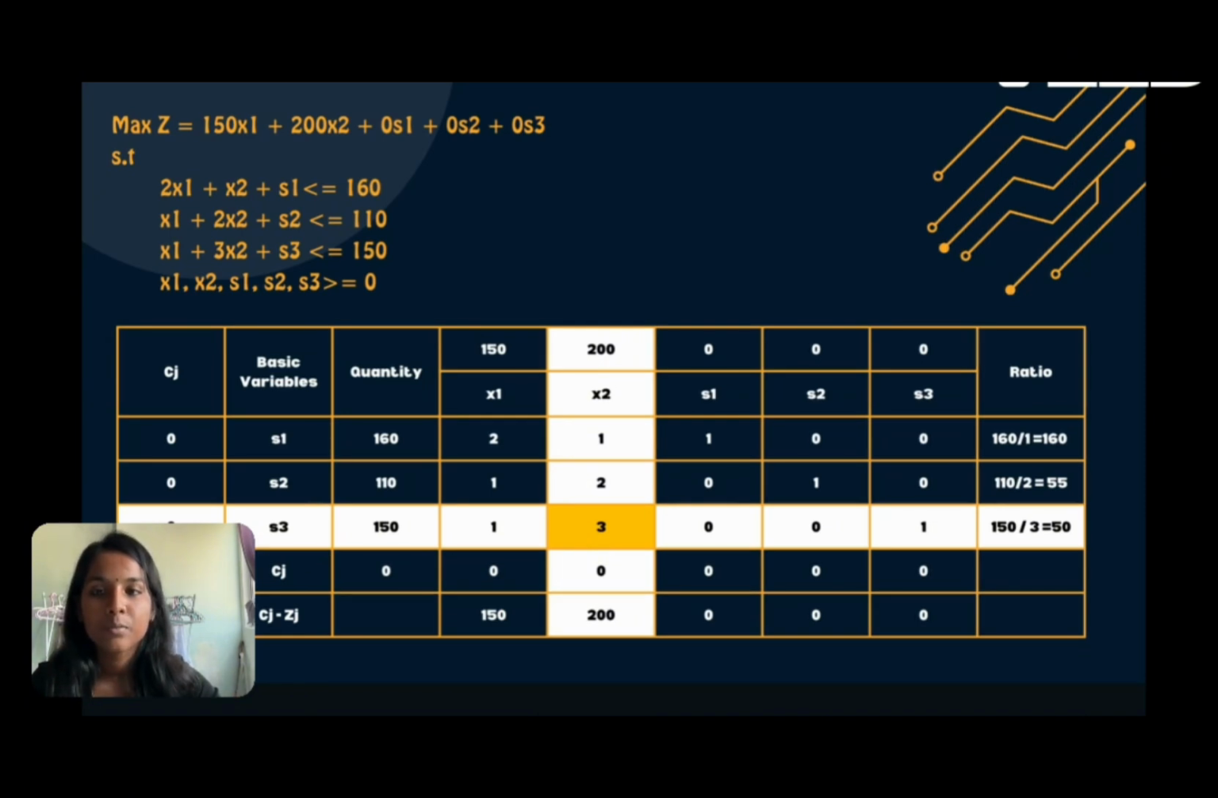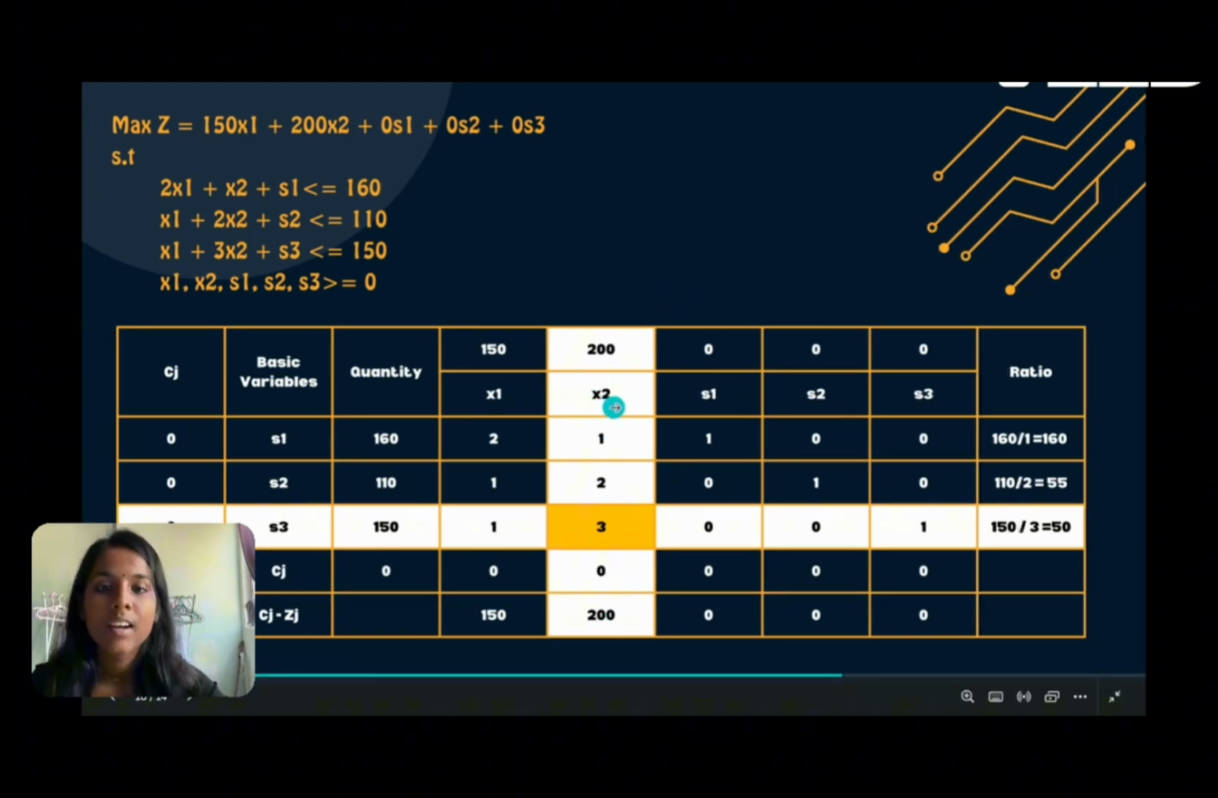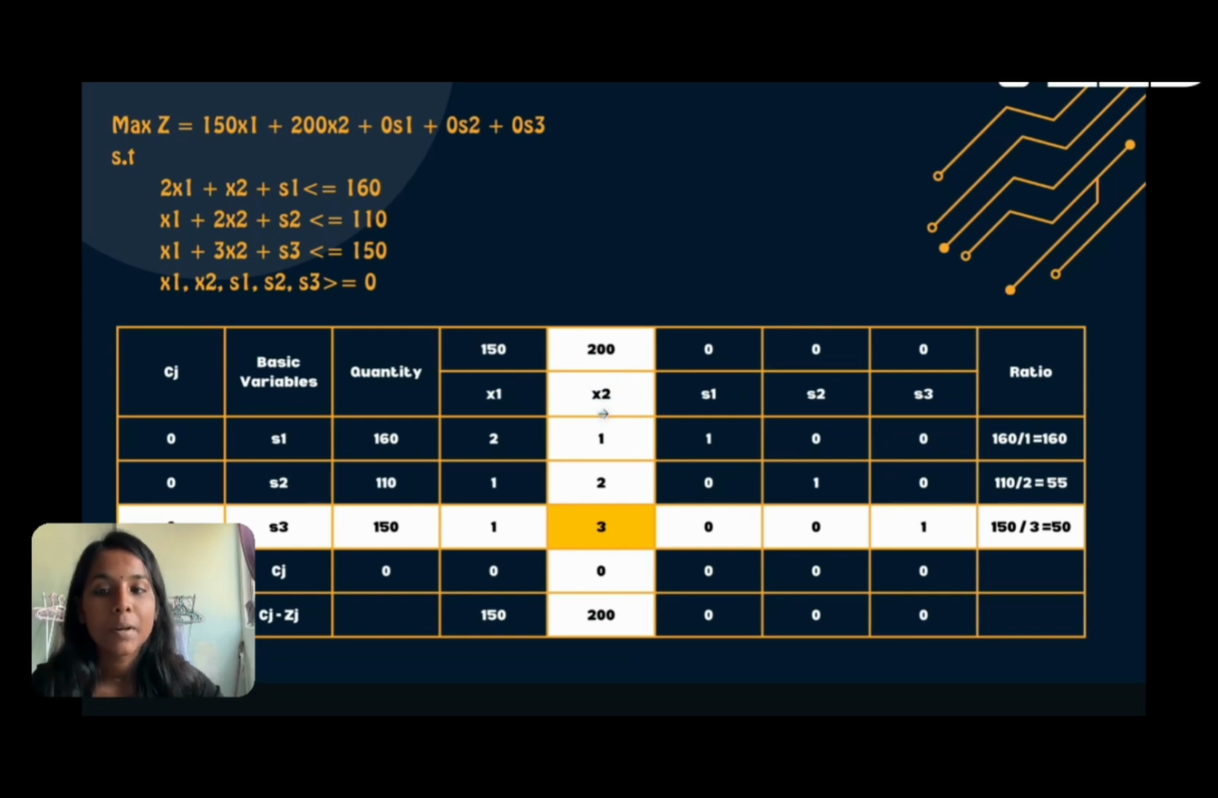So this is the first simplex tableau of ours. From the simplex tableau, we need to find the pivot column, pivot row, and also the pivot number. First, the pivot column is the highest value of Cj minus Zj. For this table, the highest value is 200, so the pivot column is x2. For the pivot row, we take the minimum value of the ratio, which is 50. So the pivot row for this question is S3. The intersection is the pivot number, which is 3.